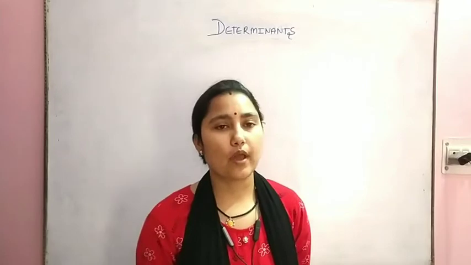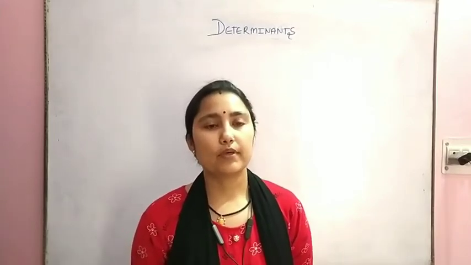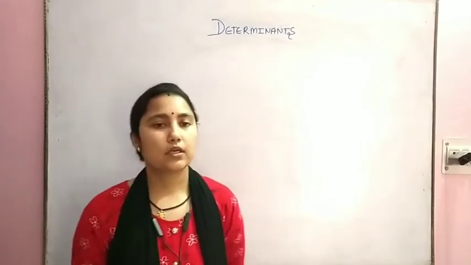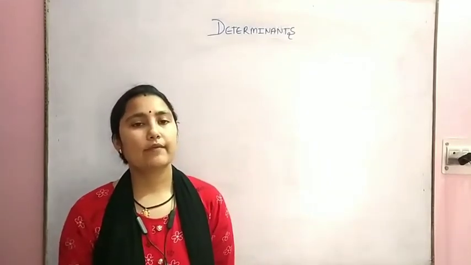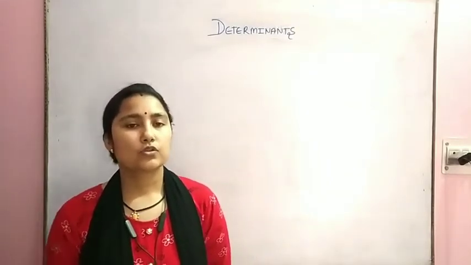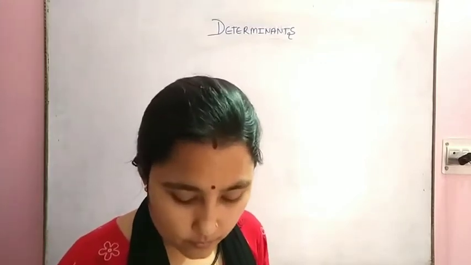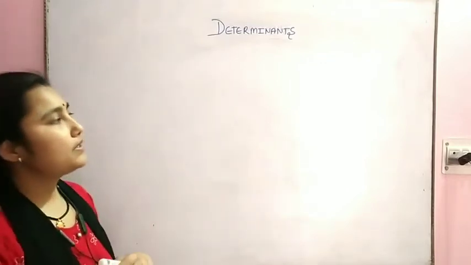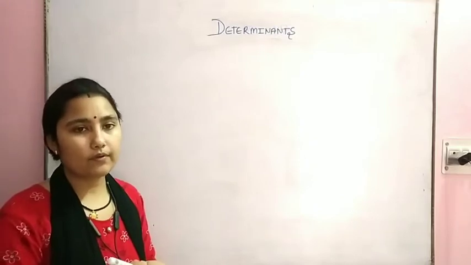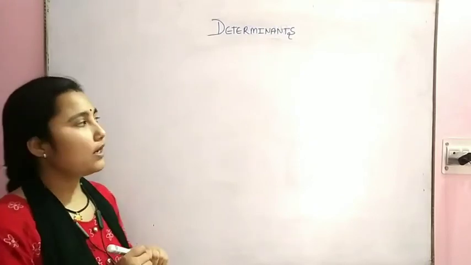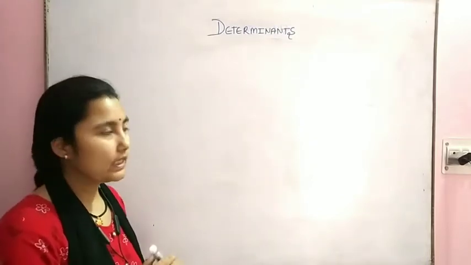In this exercise we have to find out the value of a determinant by applying some properties of determinants. So here we have a total of 6 properties. The first property: the value of a determinant remains unchanged whenever rows and columns are interchanged.